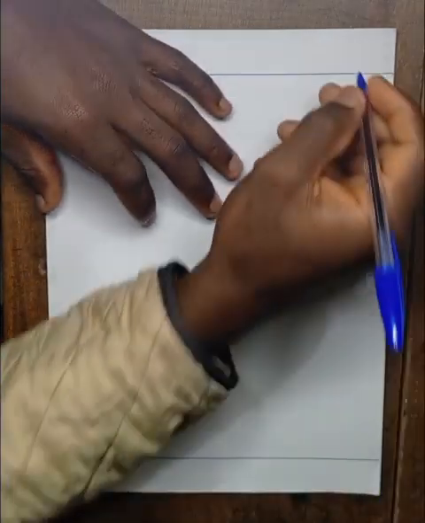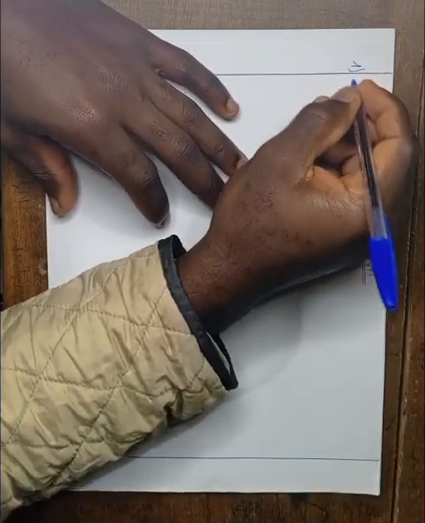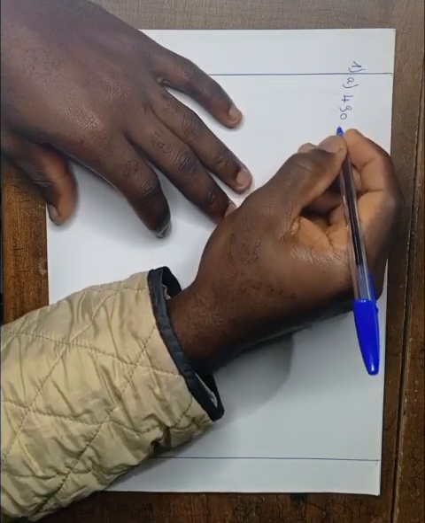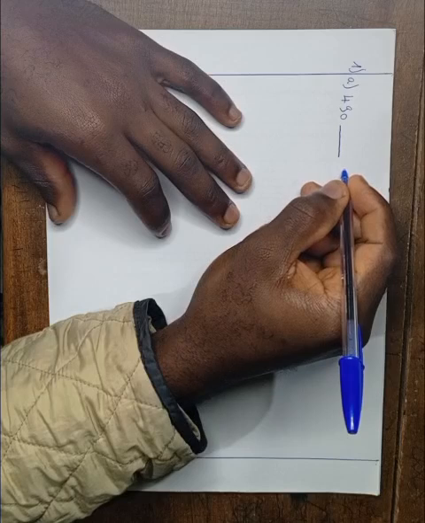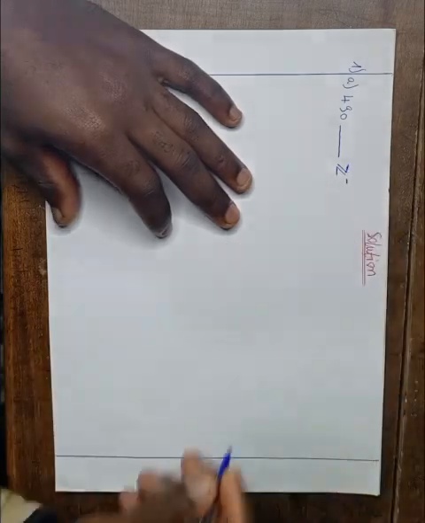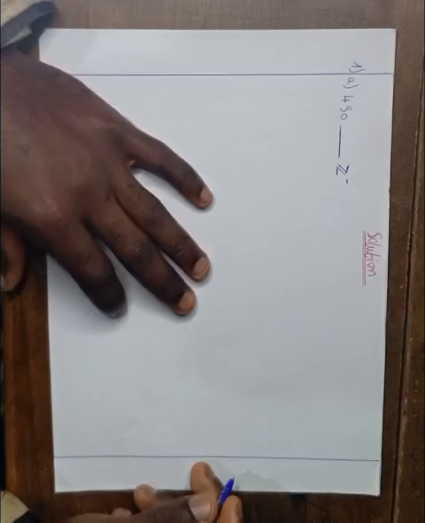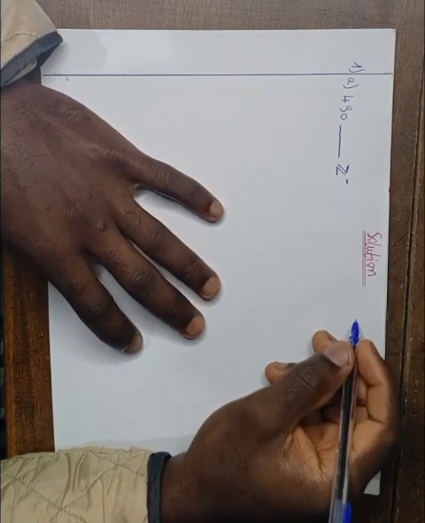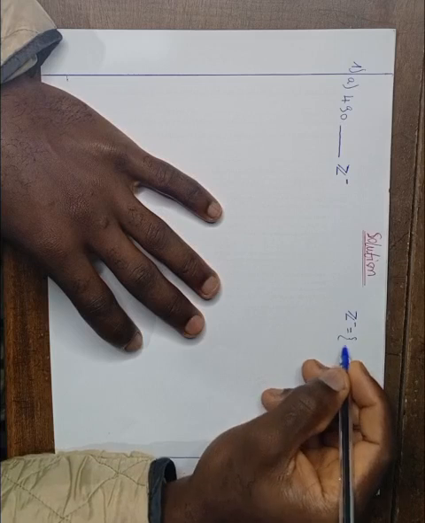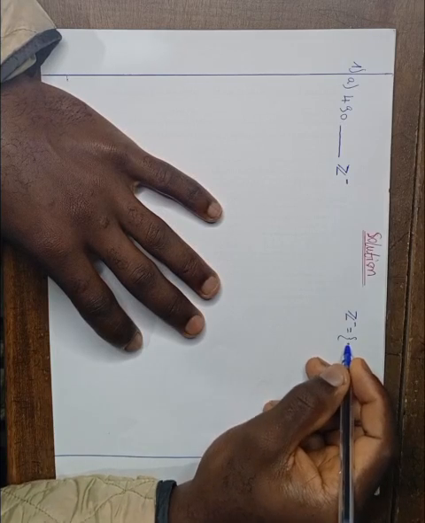We take question 1A. We have 490. We have the empty space. Then we have z minus. You know, z minus is simply a set of negative integers. This is the set z minus.